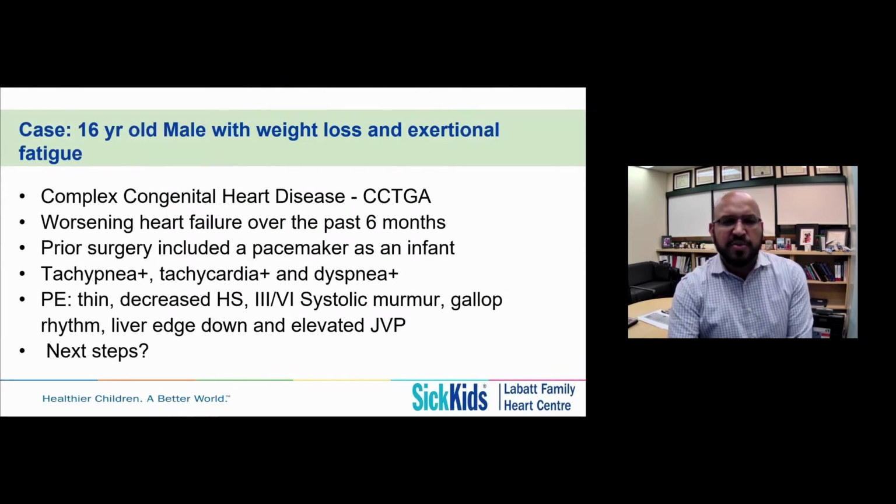I think it's always helpful to go through a case, especially when we're talking about congenital heart disease and heart failure. We recently had a case of a 16-year-old male with weight loss and exertional fatigue. He had a history of complex congenital heart disease, a lesion called congenitally corrected transposition of the great arteries. He had worsening heart failure over the past 6 months, and prior surgery included a pacemaker as an infant. But he presented with tachypnea, tachycardia, and dyspnea. He was very thin. He had decreased heart sounds and a 3 out of 6 systolic murmur with a gallop rhythm. And he had hepatomegaly and an elevated JVP.